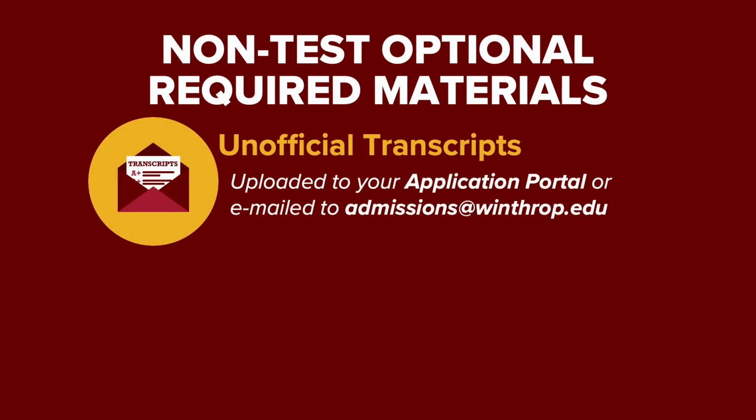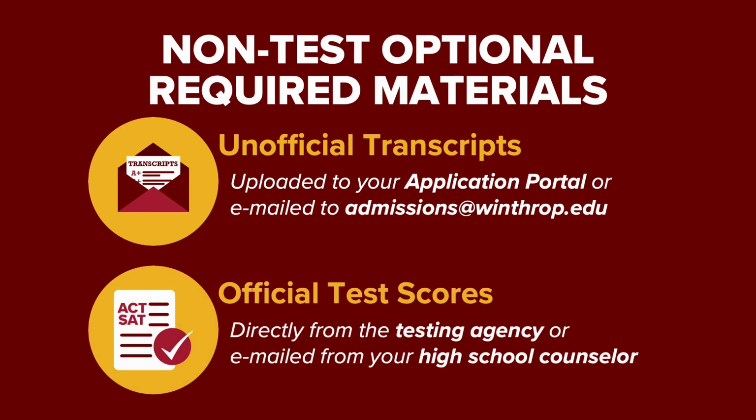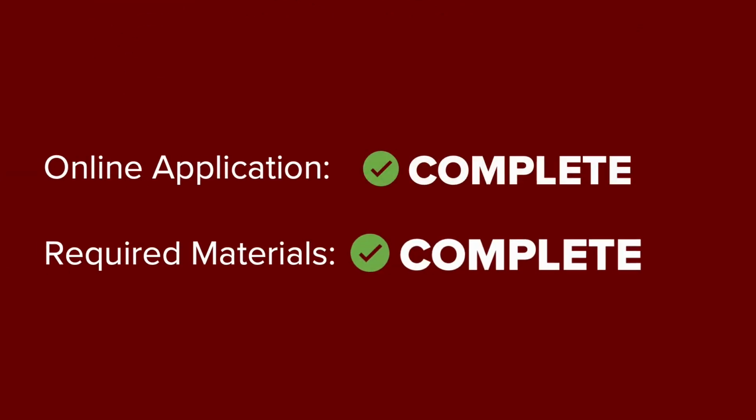If you choose to apply with your test scores, we will need your unofficial transcript uploaded to your application portal or sent via email to admissions@winthrop.edu, as well as your official ACT and/or SAT scores sent directly from the testing agency. To get your scores sent to us, you must contact your testing agency to have them send your scores. Your school counselor can also submit a copy of the high school score report. Your counselor can email them to admissions@winthrop.edu. Please note that we cannot accept copies of your student score report. Once we have all these items, your application is complete.